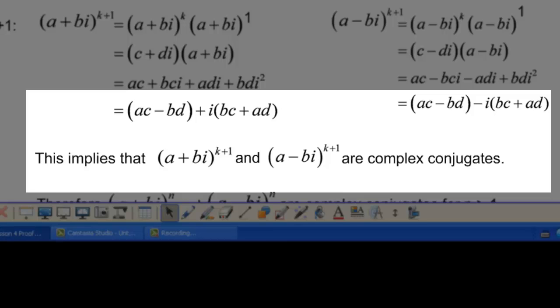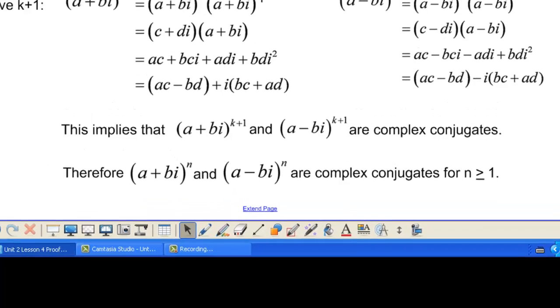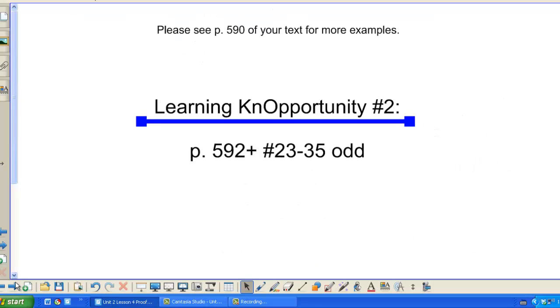And if you notice, ac minus bd plus i times bc plus ad is the conjugate of ac minus bd minus i times bc plus ad. So a plus bi to the k plus 1 and a minus bi to the k plus 1 are complex conjugates. So by mathematical induction, a plus bi to the n and a minus bi to the n are complex conjugates for n greater than or equal to 1.